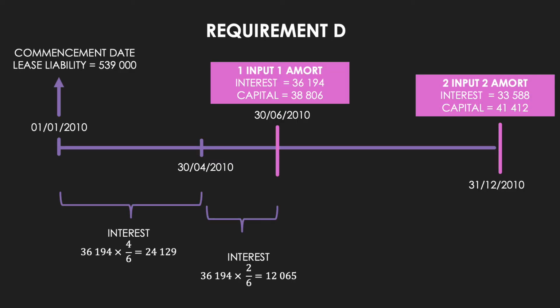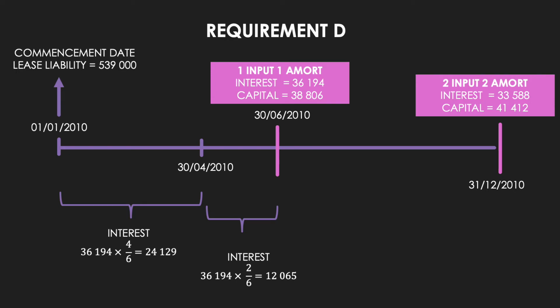Requirement D has asked us to prepare the general journal entries for the period from the 1st of January 2010 until the 31st of December 2010. So in order to orientate ourselves, I've put all of the relevant information that we need in order to prepare these general journal entries on a timeline. I would really recommend using a timeline in any IFRS 16 question, especially when the lease payment date does not coincide with the year-end date.